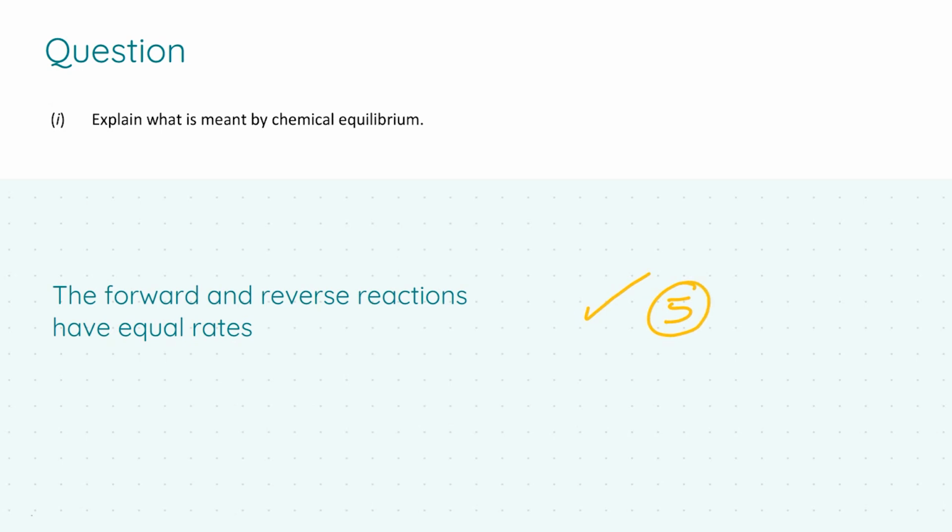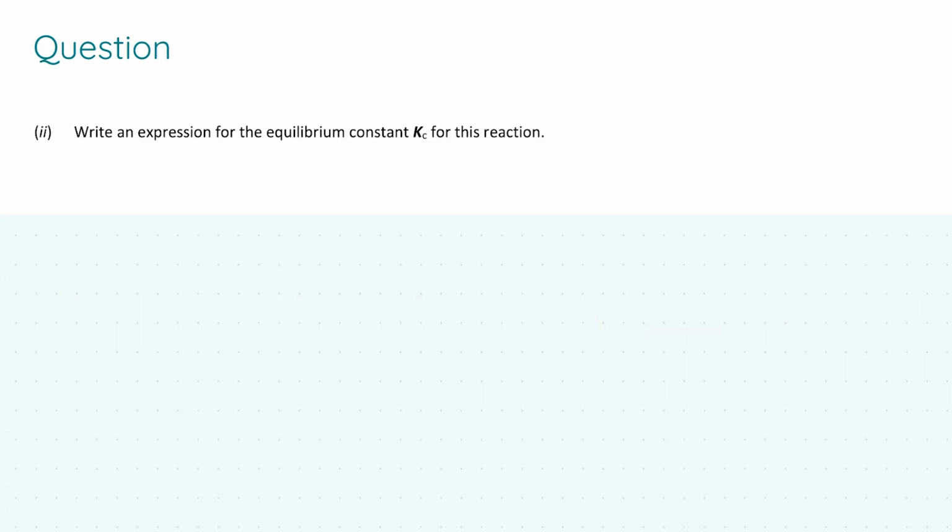Just for a definition. And then part 2, write an equation for the equilibrium constant Kc for this reaction. So as we know, this is just one of the formulas that we learn off. So we have Kc equals the products over reactants. So in this case, you just look at your chemical equation and all your products are on the right hand side, all your reactants are on the left hand side.